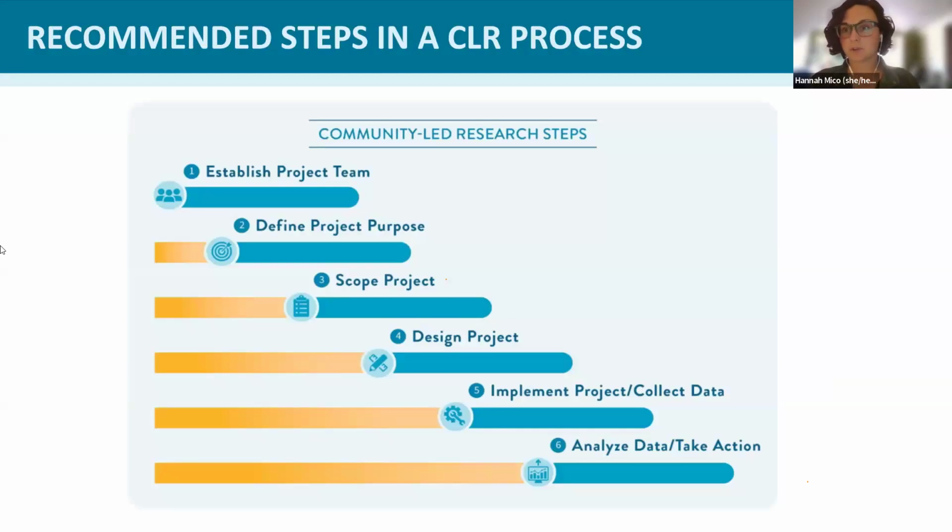And then the steps of community-led research that River Network uses in our approach begin with establishing a project team. So once again, if someone approaches us and says, we want to do community-led research, who are you working with? Who else in your community thinks this is a good approach? Let's create a team of folks that want to do this so that it is as grounded in community interest as it can be. Then we go through and define the purpose of the project.